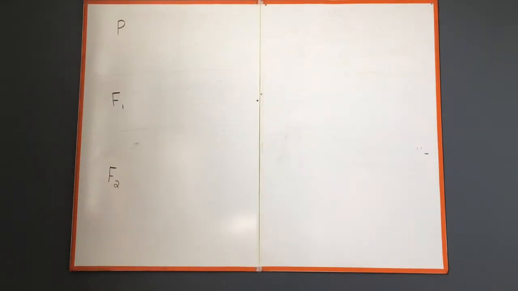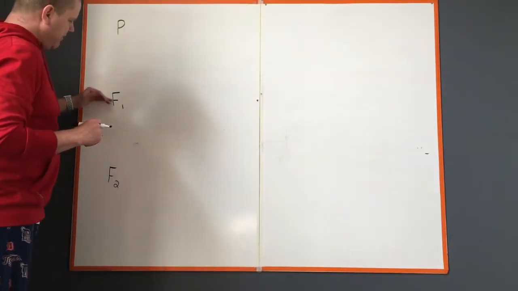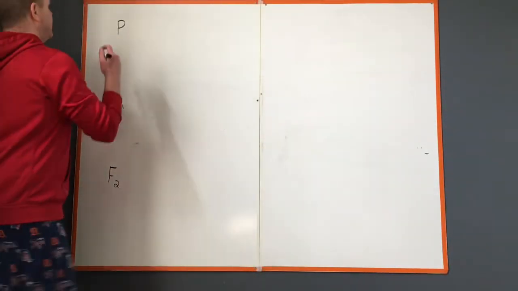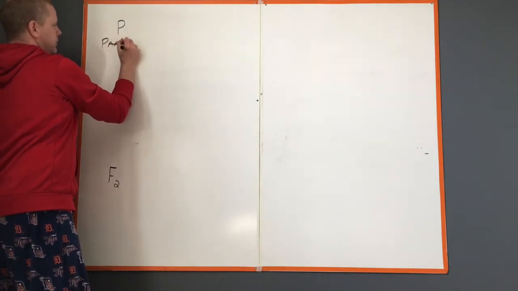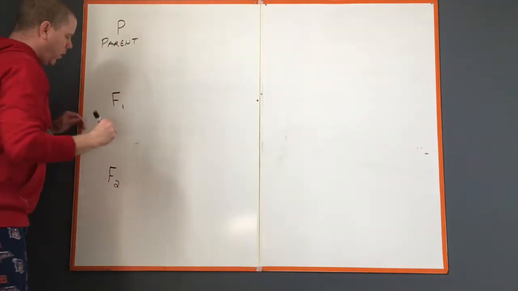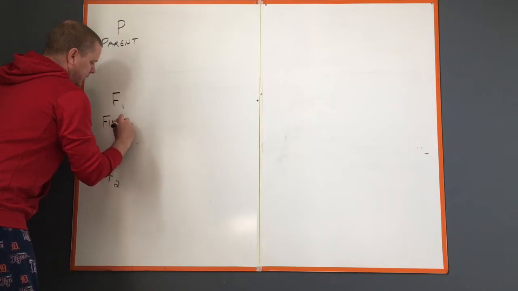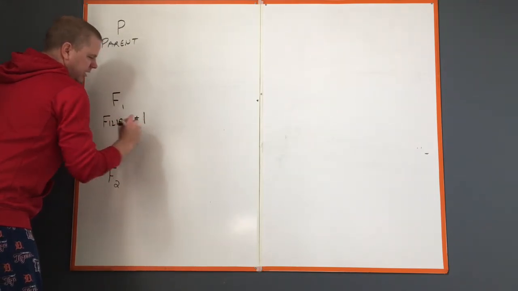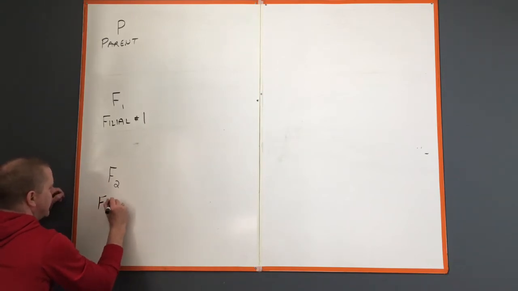All right, next let's cover generations. So you're going to see P, F1, and F2. So what do they mean? Well, P stands for the parent generation, okay? F1 means filial one, okay? Filial one. What does that really mean in layman's terms? It means the first generation. And F2, what does that mean? It means filial number 2.